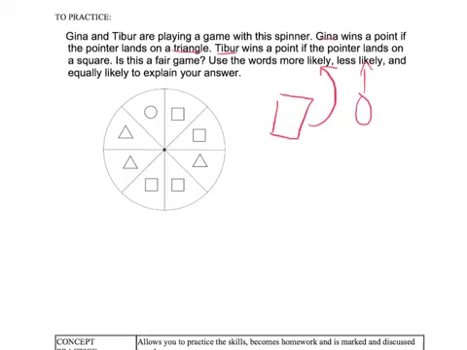Tabor wins if it lands on a square. Well, there are more squares, so it's more likely that Tabor is going to win because he has a better chance. There are 4 out of 8 squares. Half of them are squares, whereas for Gina there are 3 out of 8 triangles, not quite half. So it is more likely that Tabor will be the winner of this game.